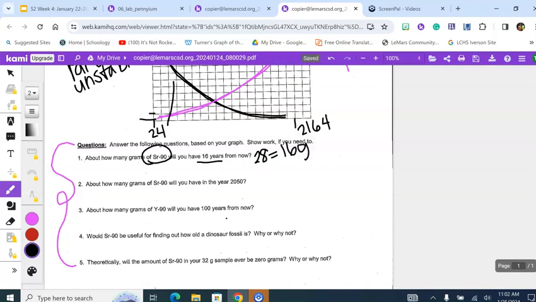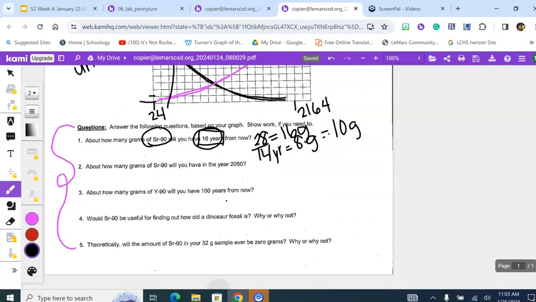But the problem is I didn't go 28 years. I only went 16 years. So for me, I did a little figuring here. I did half of 28 is 14. So after 14 years, I would have 8 grams. And if I decayed for 16 years, I might have 10 grams-ish.